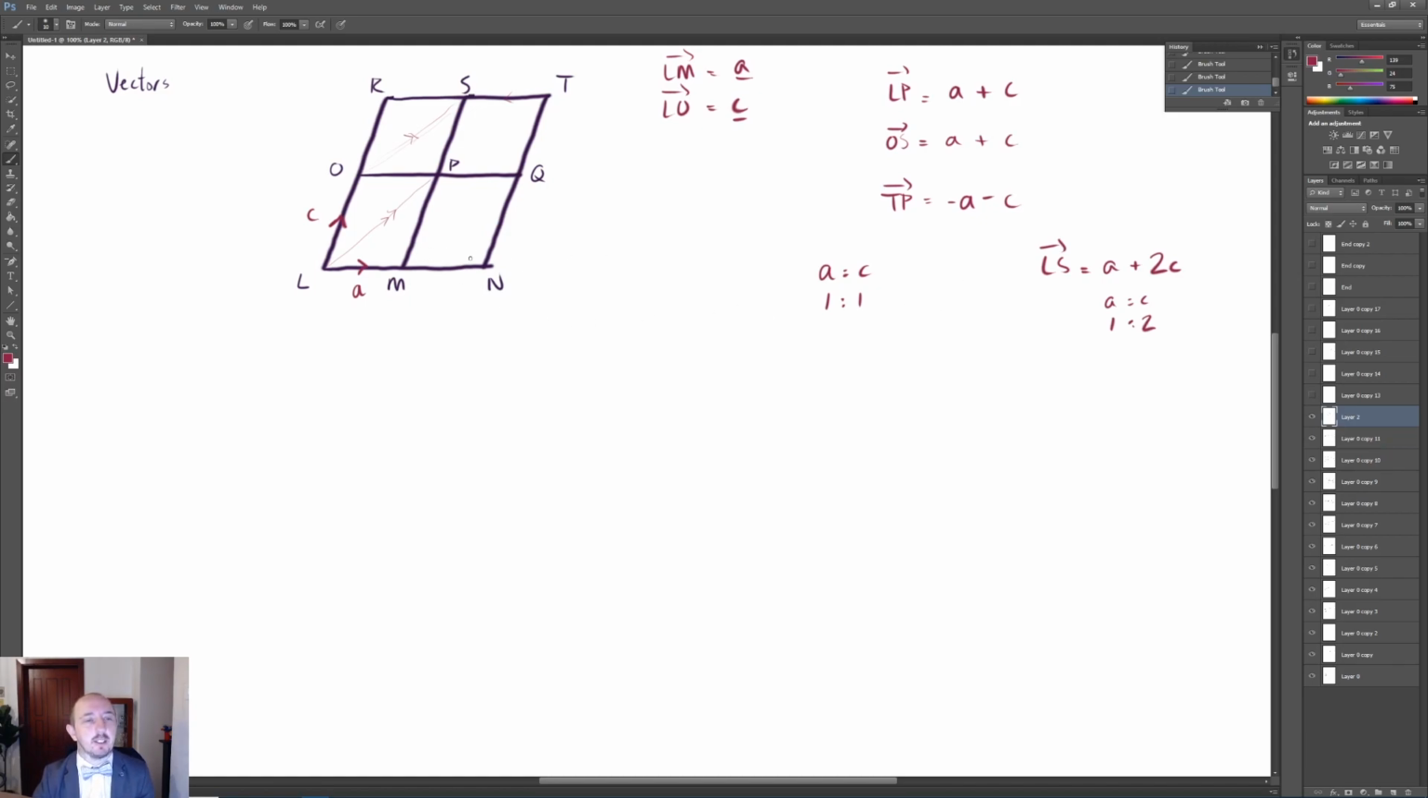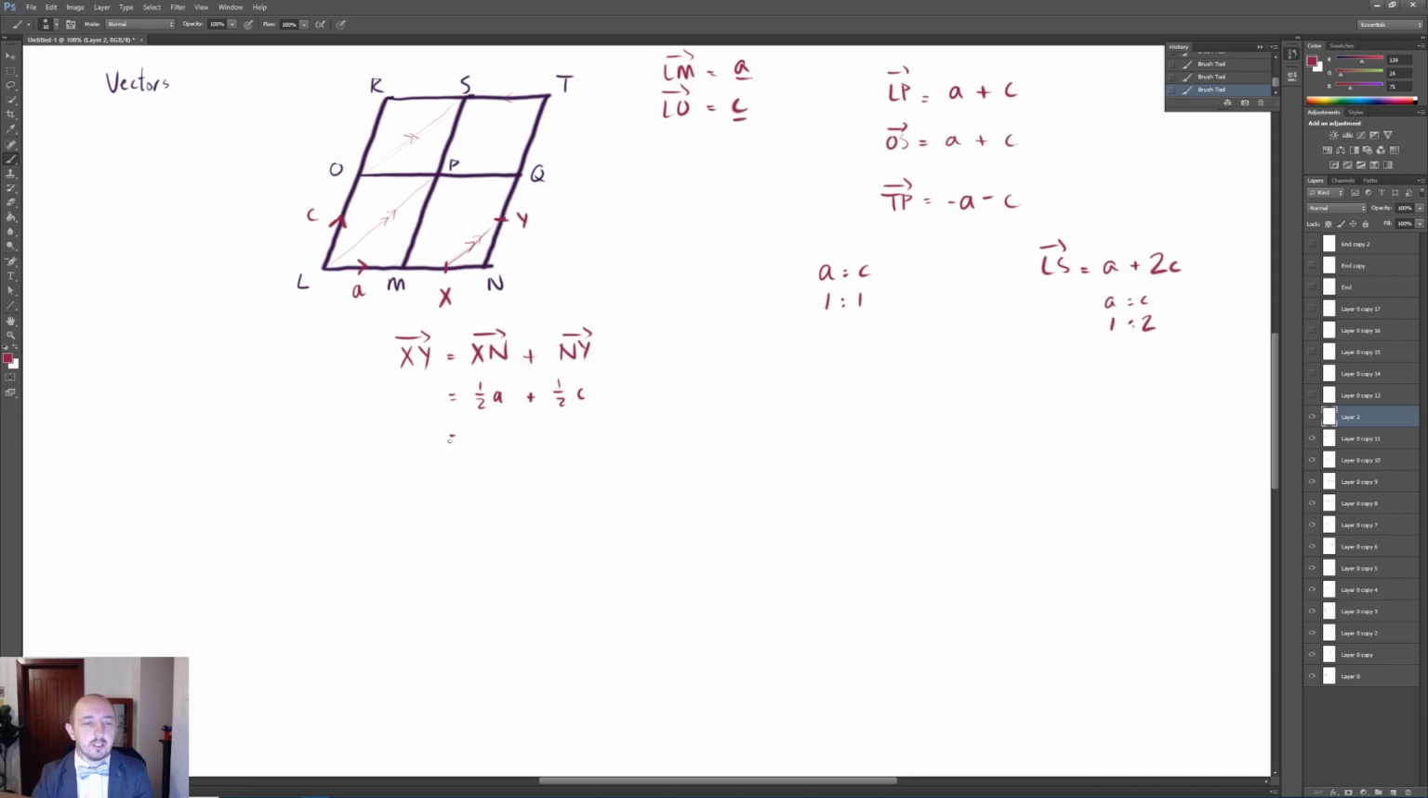Okay, so let's have a look at a question here. Let's say that X and Y are midpoints of those two lines. So I'm going to go from X to Y, and I want to show that they're parallel to the other two lines that we did earlier. So to go from X to Y, I need to go from X to N and then add N to Y. So X to N is half the amount of A, so half A, and N to Y is half the distance of C.